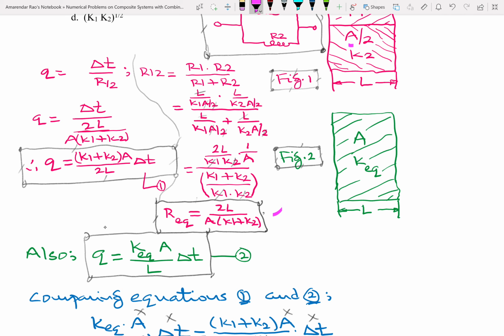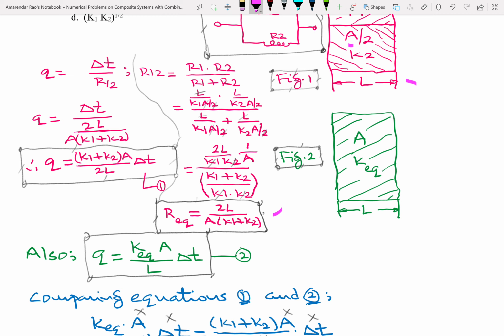This is the expression for R equivalent of this particular system, and Q is delta T by R equivalent. When you substitute this back, you are going to get Q as K1 plus K2 by 2L times A delta T. This is equation 1, the original equation for the given composite wall.